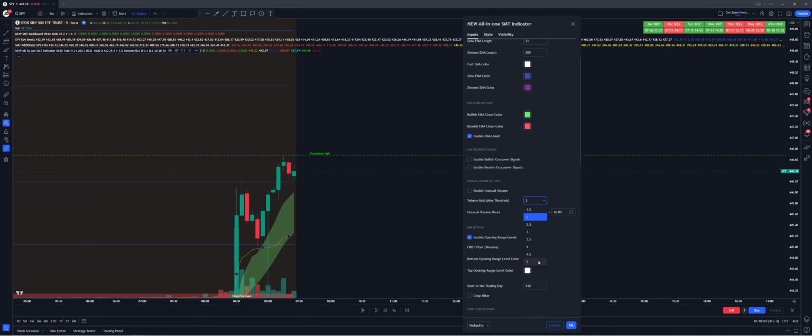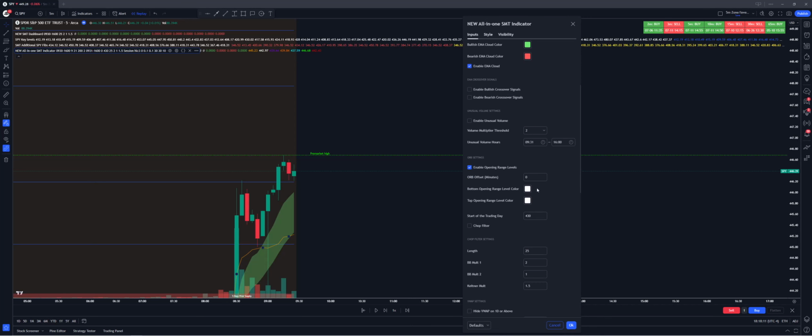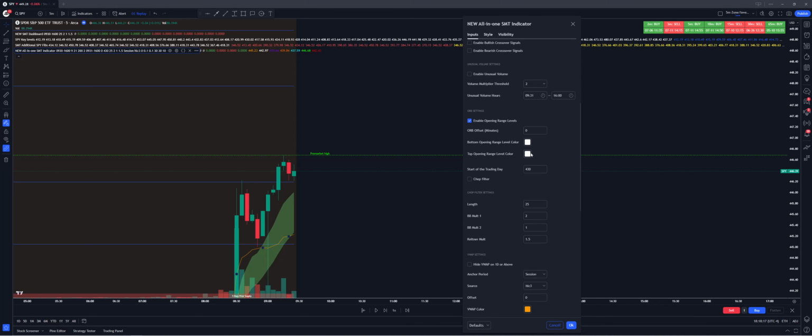You can go all the way up to 5 and as low as just 1.5. So that 1.5 means if you get a 1.5x increase in volume on the next candle, you would get an alert. And then you can also define unusual volume hours, and that will allow you to specify a finite range where the unusual volume will trigger.